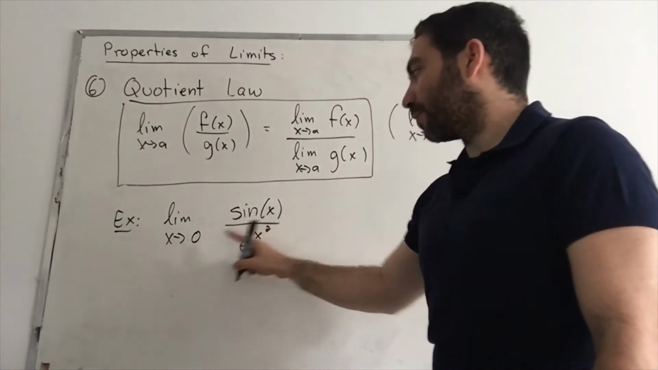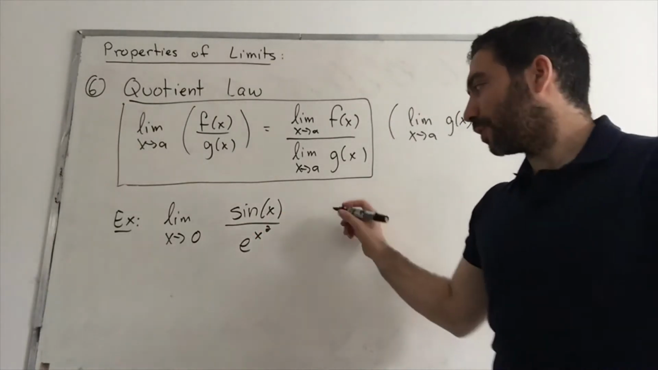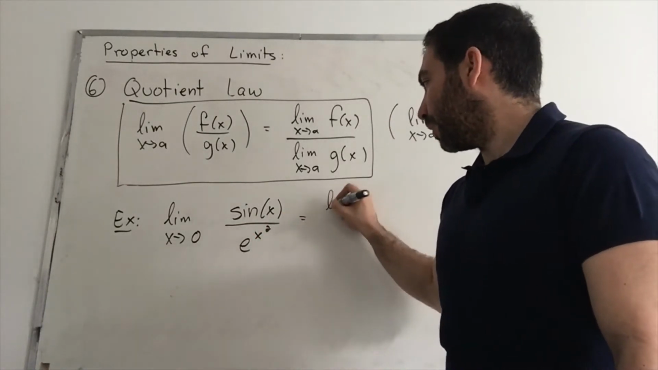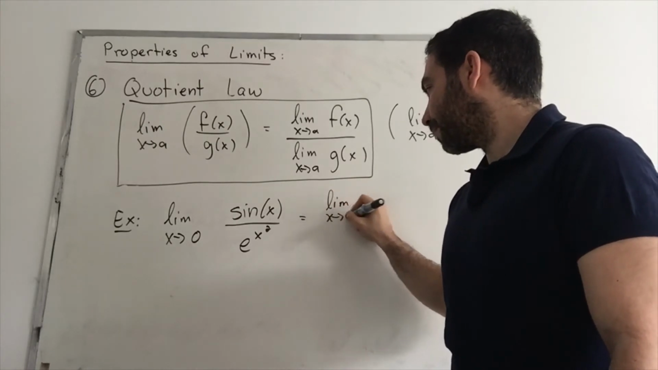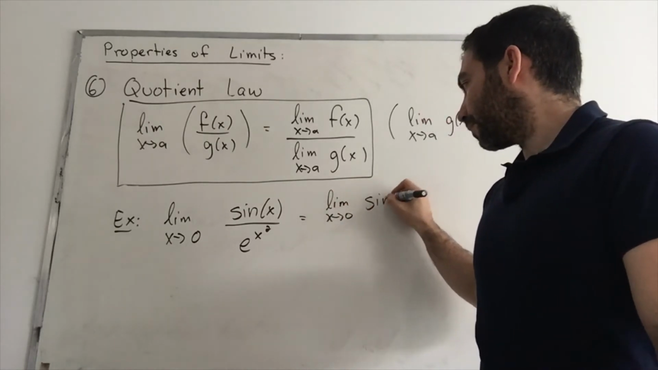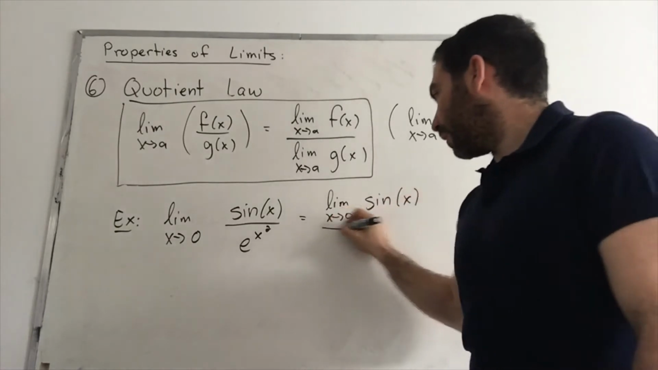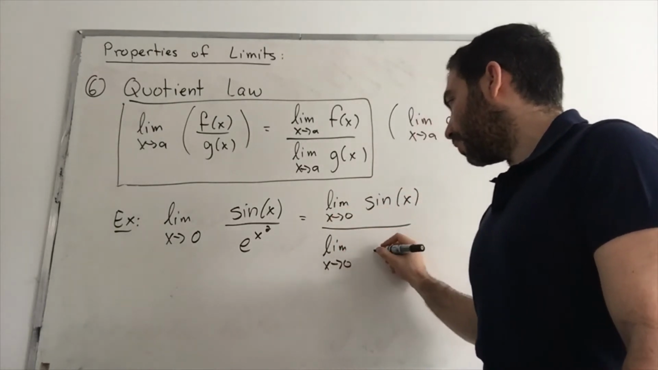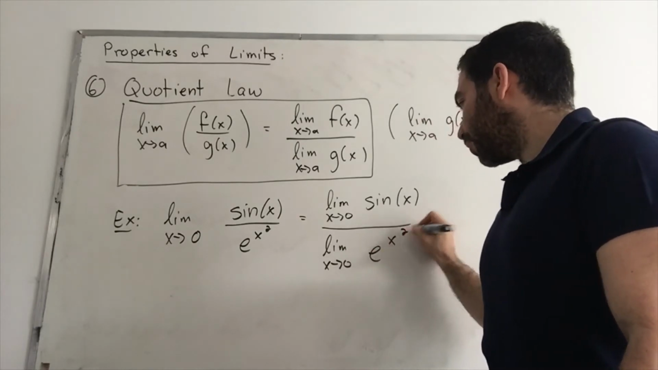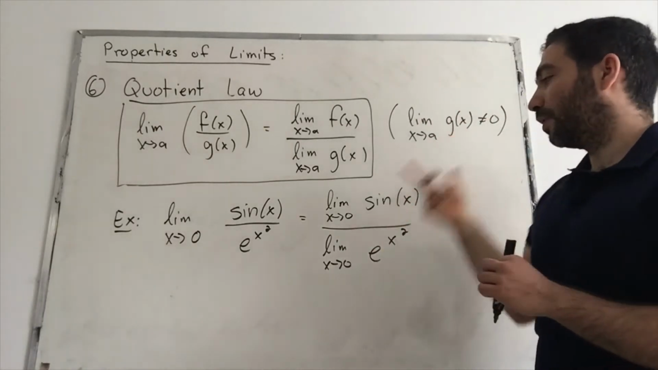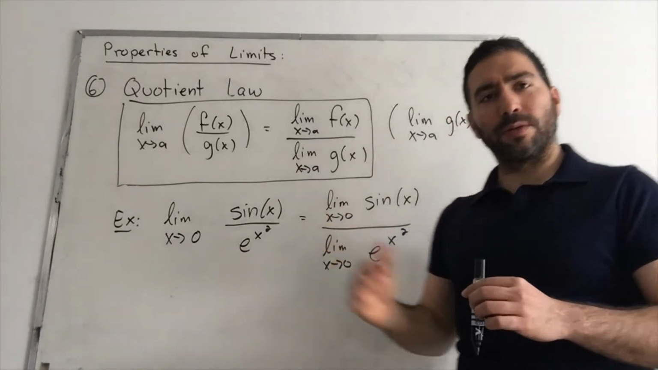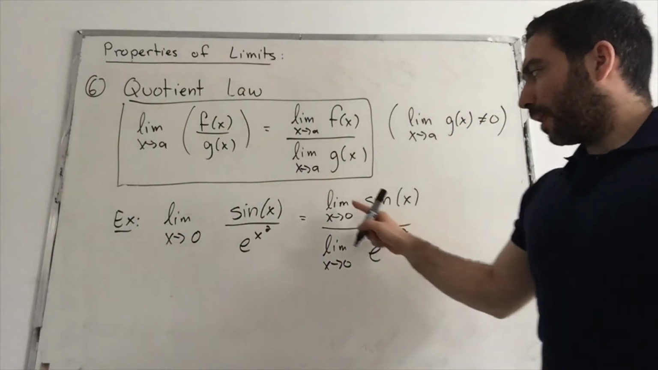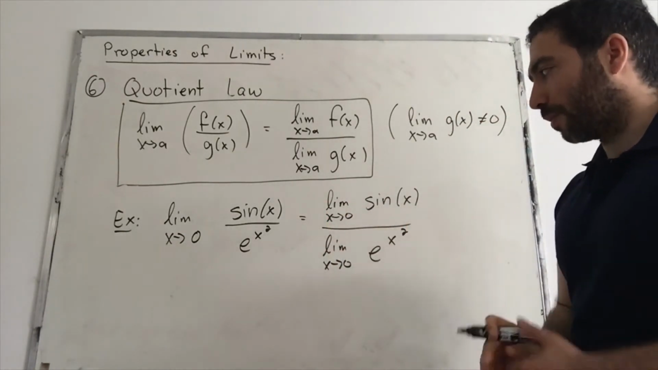So taking the limit as x approaches 0 of sine x over e to the x squared, what you're going to do is take the limit of the numerator and then take the limit as x approaches 0 of the denominator. We have to ensure that the denominator is not equal to 0, but since it's exponential, it can never be equal to 0, so we're okay. And now we use the direct substitution property.